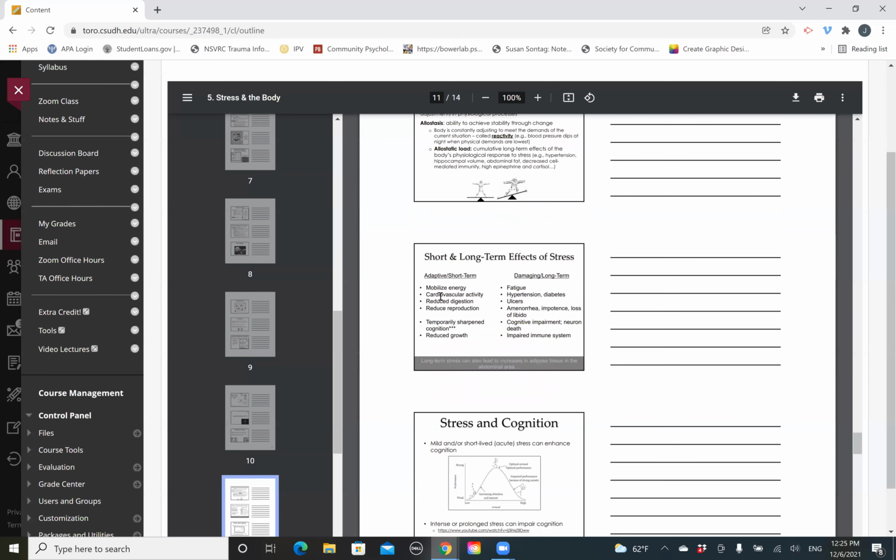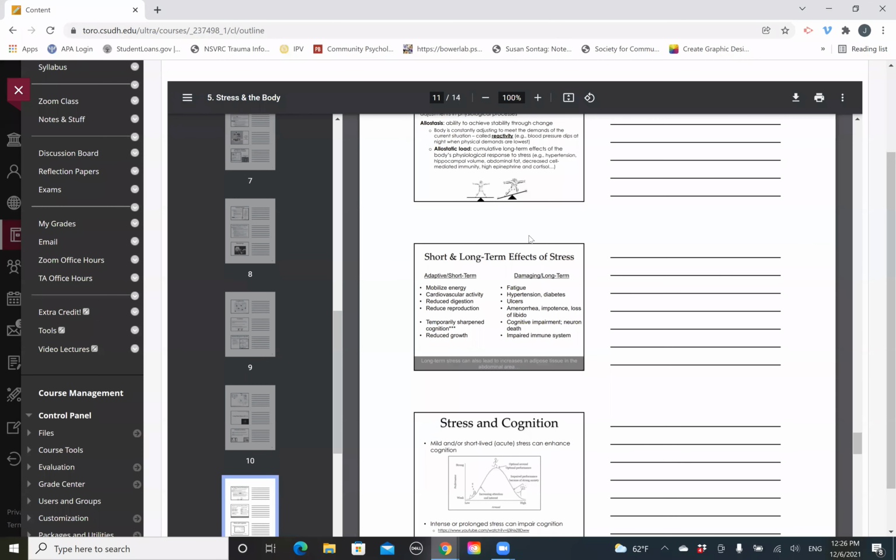So the adaptive short term is it gives you energy, right? That blood pumping, eyes opening, not hungry, right? Reduced digestion, reduced reproduction, temporary sharpened cognition. All of these things are really important when you're in a situation that's dangerous, right? If there's a lion coming at me, it's good for me to mobilize my energy, my heart rate going up, that I'm not hungry, don't want to have sex, and that I'm thinking smarter, right?